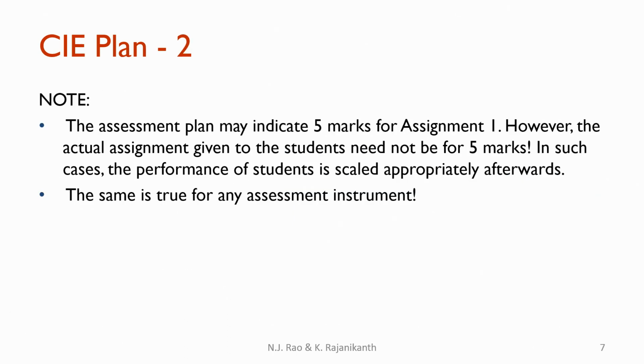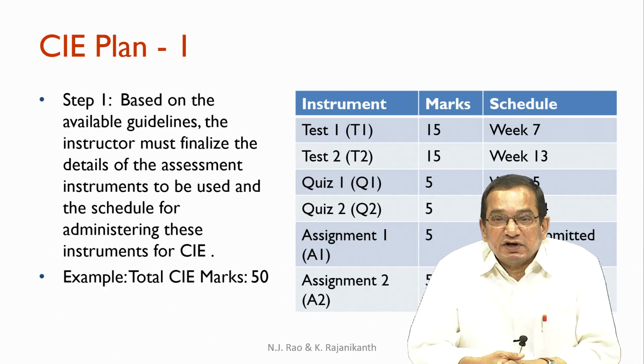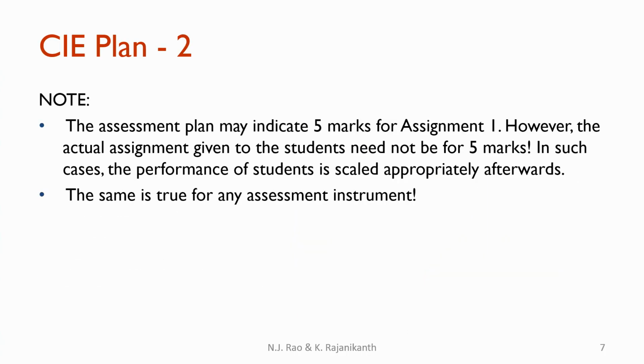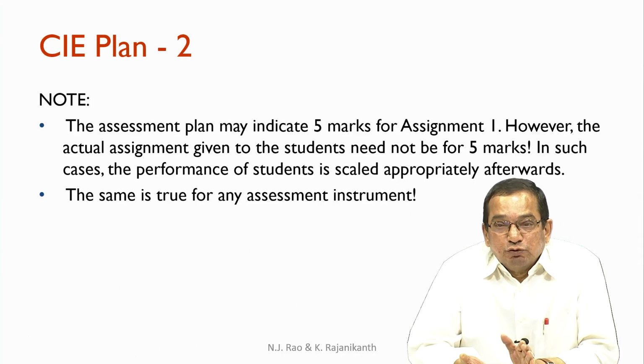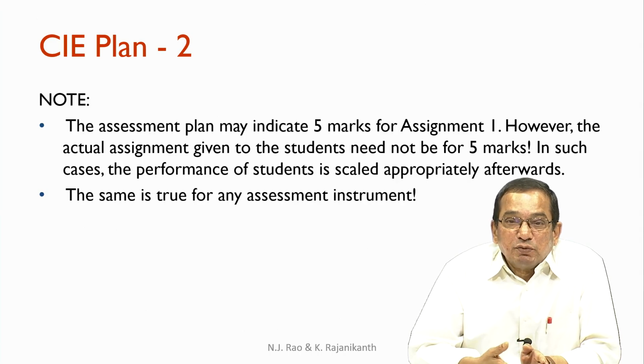But it should be noted that what is indicated in the assessment plan would be the final marks. For example, assignment 1 says 5 marks, but the actual assignment given to the students need not be for 5 marks. I can give it for say 20 marks. But what will happen in such cases is that the performance of the students is scaled appropriately towards the end. That means if assignment 1 is given for 20 marks, then the final marks are divided by 4, so that the performance of the students is scaled appropriately.